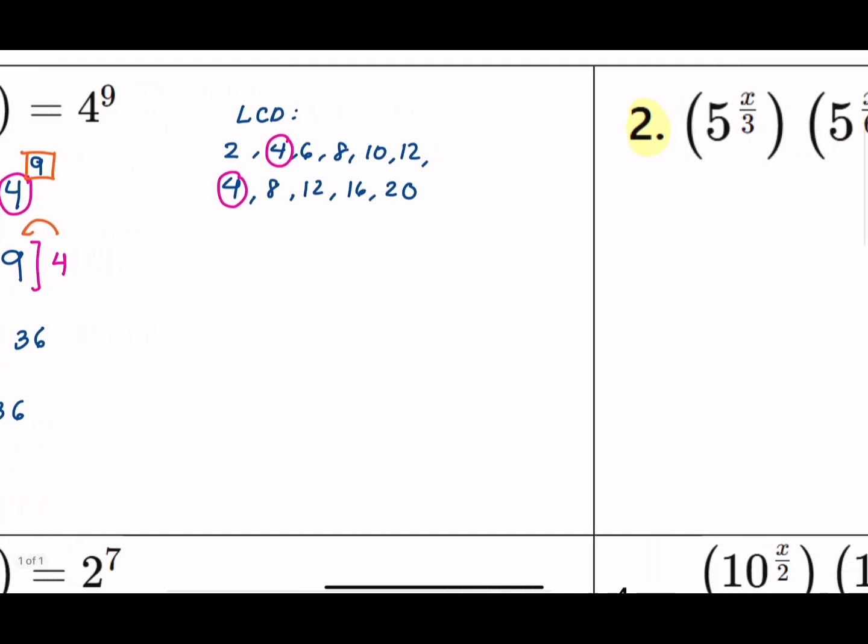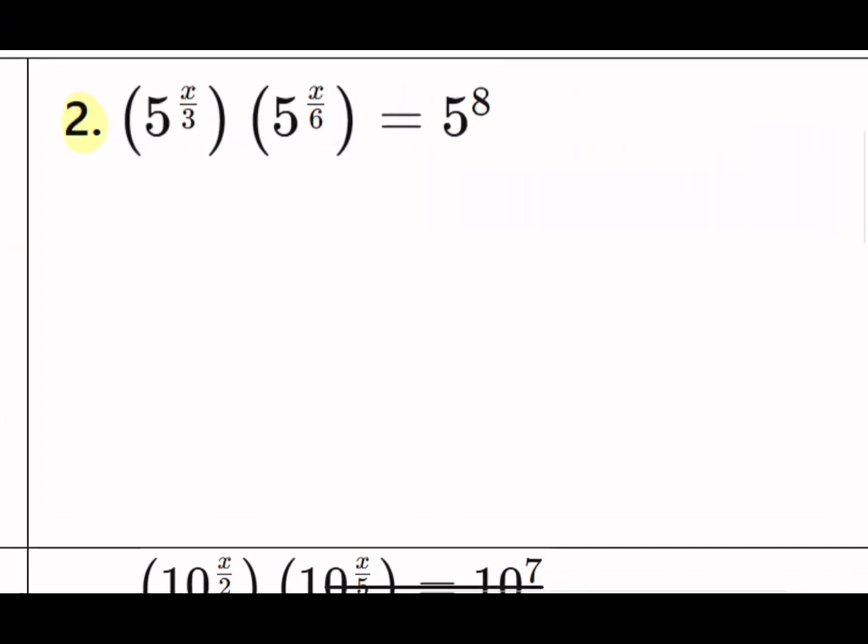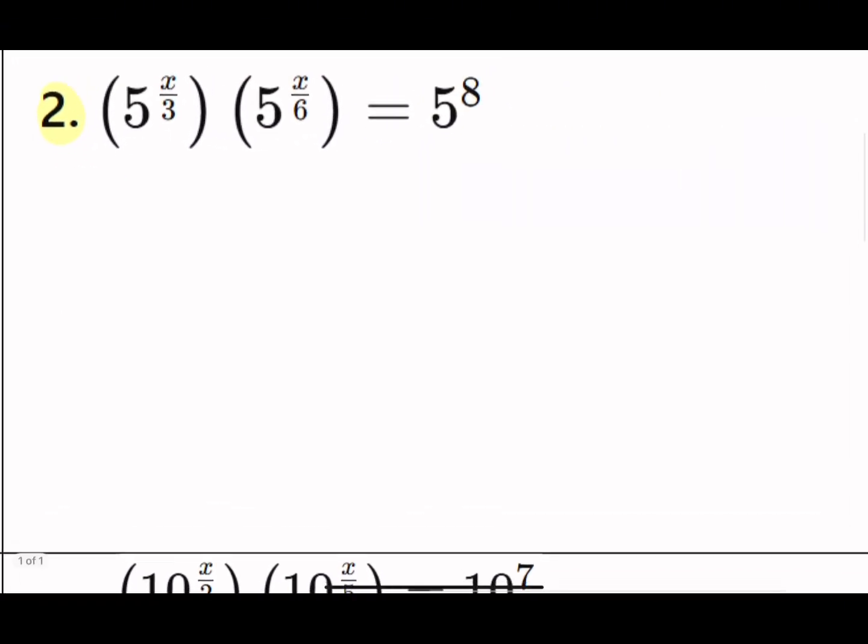Next, let's go to number 2. So we're going to do the same process. We have the base of 5. I have to express this in a single term, so I'm going to copy 5. And then, what do I have to do with the exponents? Yes, since we have the same base, all we have to do when we're multiplying with the same base is just add the exponents. x over 3 plus x over 6 is equal to, copy the right side of the equation, 5 raised to 8.